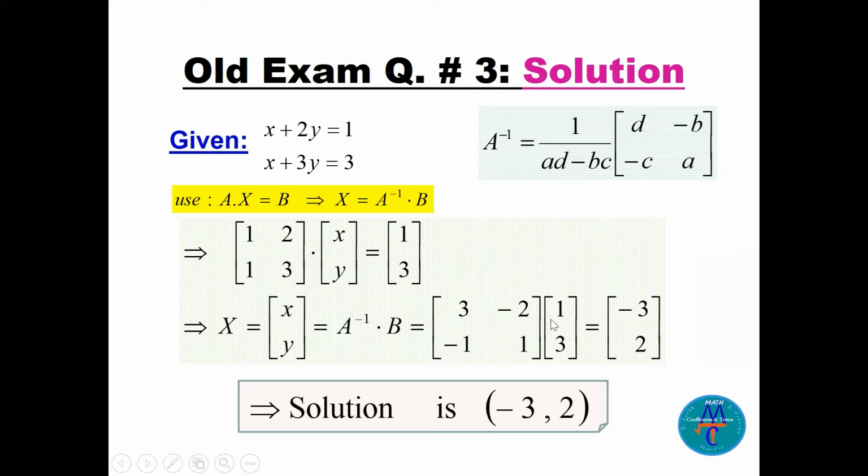So we multiply that by B. So we multiply row by column here. So 3 by 1 minus 2 times 3, that will be minus 3. Multiply row by column, it will be 2 here. So the solution will be minus 3 and 2.